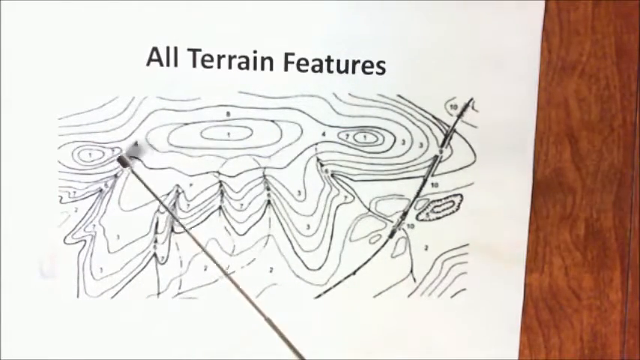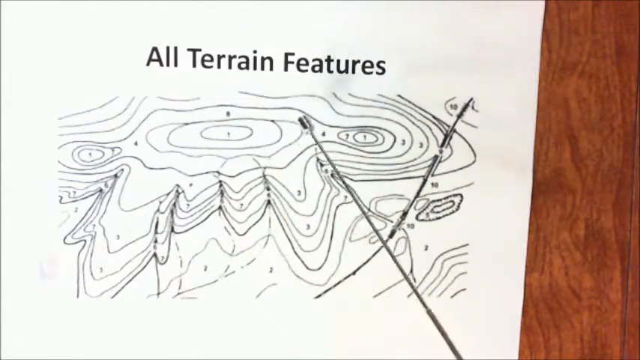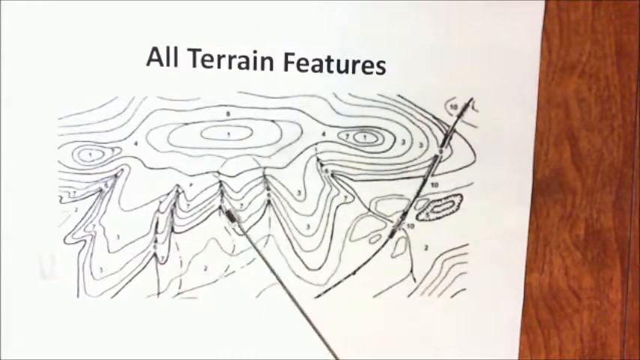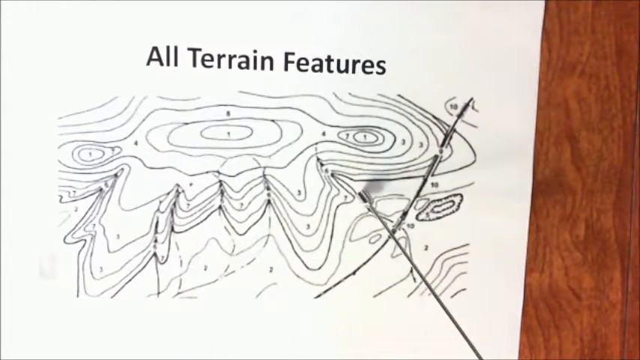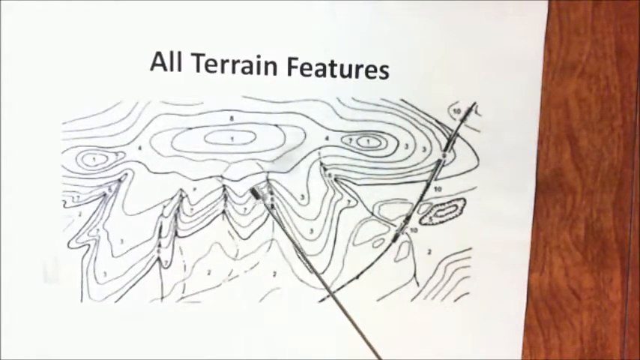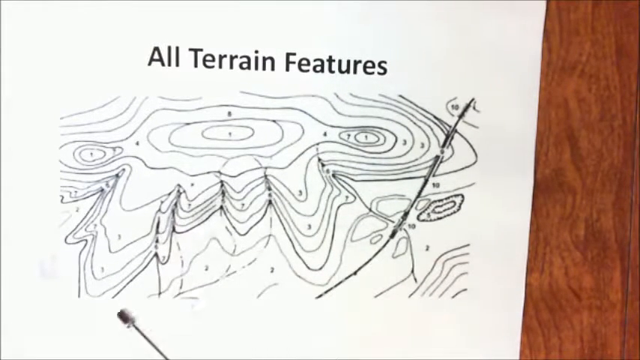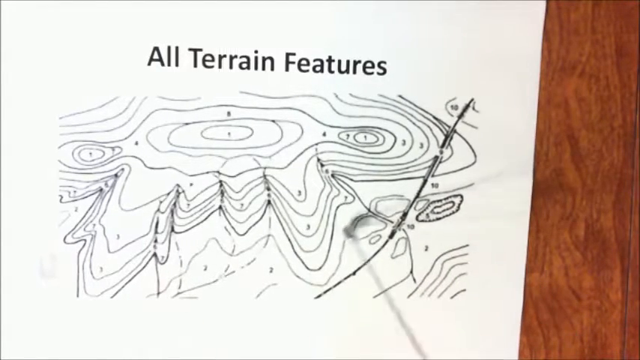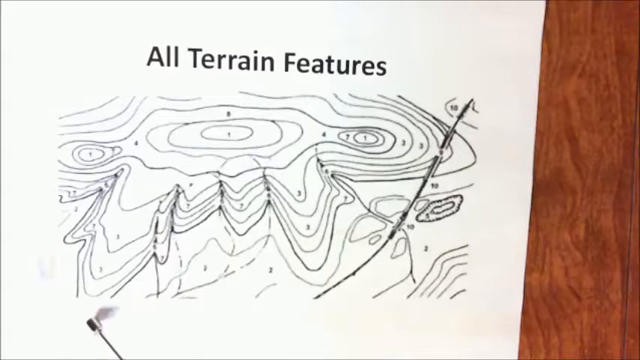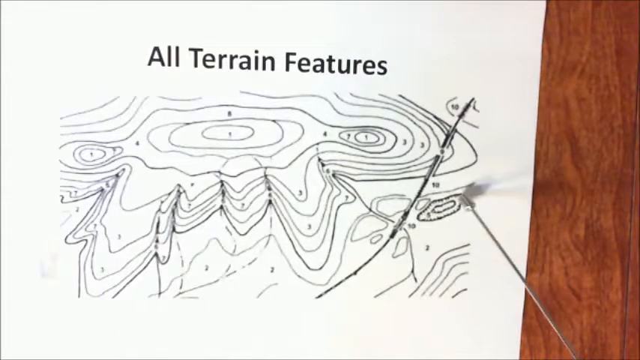Okay, so hilltop, hilltop, hilltop, saddle, ridge, draw, draw, draw, draw, draw, spur, spur, spur, spur. Now, down here, I guess you got to visualize that there's high terrain over here. So this whole area here in between these, that goes past these spurs down here, that's your valley.